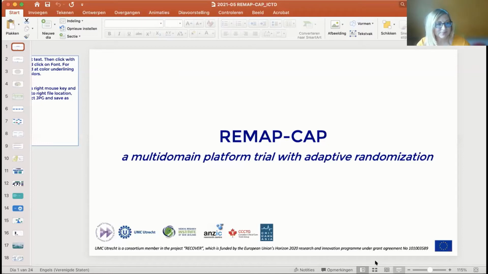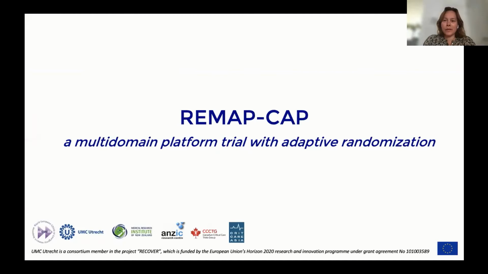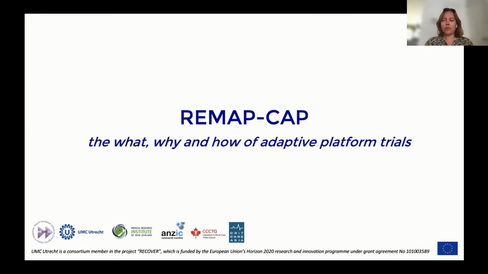Thank you very much, Regina, and thank you everyone for joining. The title of my talk was a multi-domain platform trial with adaptive randomization. If you read that title, you may be confused because, what's the multi-domain thing? What's the platform thing? What's the adaptive randomization? And how does it all fit together? So I decided to reframe my talk as the what, why, and how of adaptive platform trials, because I think it's good before we dive into REMAP-CAP to spend a little bit of time on the terminology.